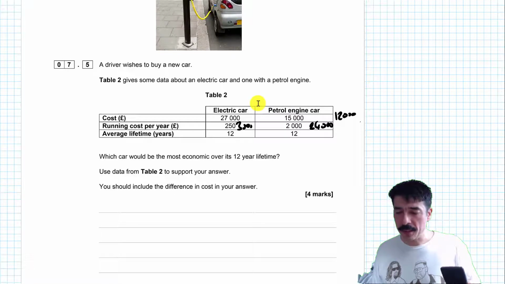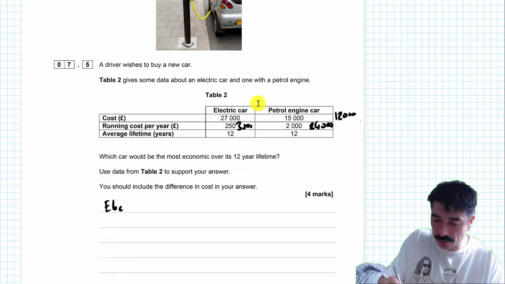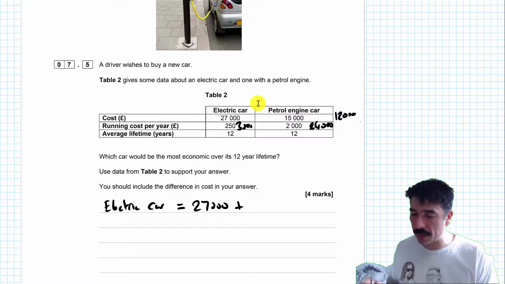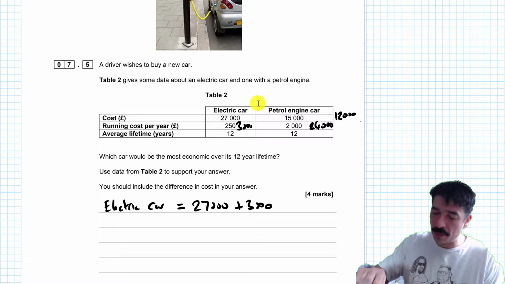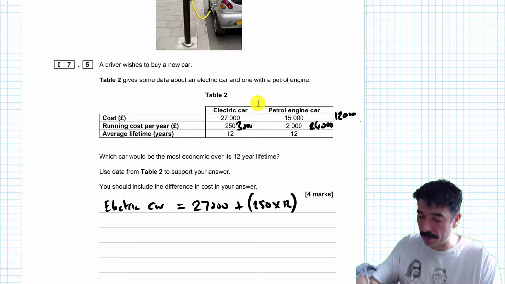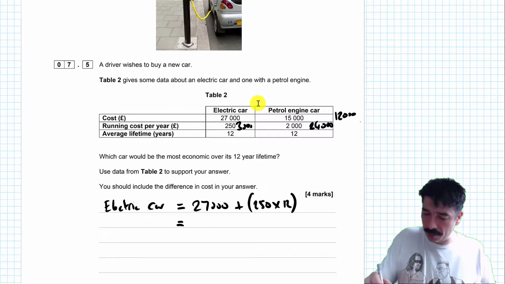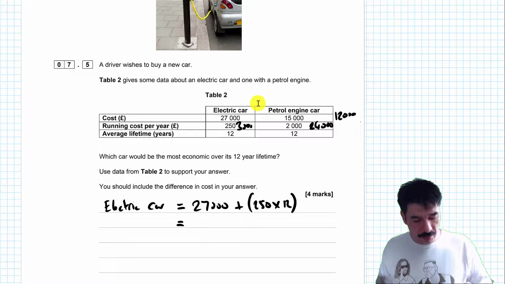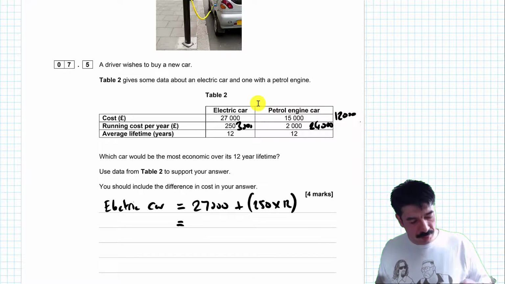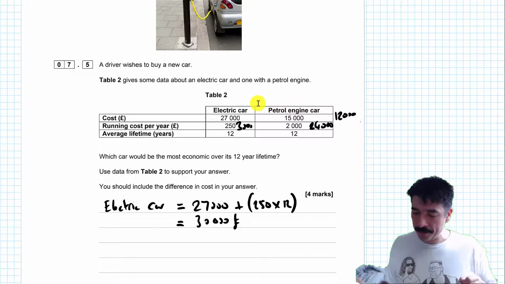Okay, so let's try and work out how much the electric car would cost to buy and own for 12 years. So the electric car would be equal to £27,000 plus £3,000 running costs. Now I want to show the examiner how I got my numbers here, so I better show them that I did 250 times 12. And that's basically the costs altogether. So that comes to a total of 27,000 plus 250 times 12, which gets to 30,000, 3,123 pounds. Okay, that's the electric car.